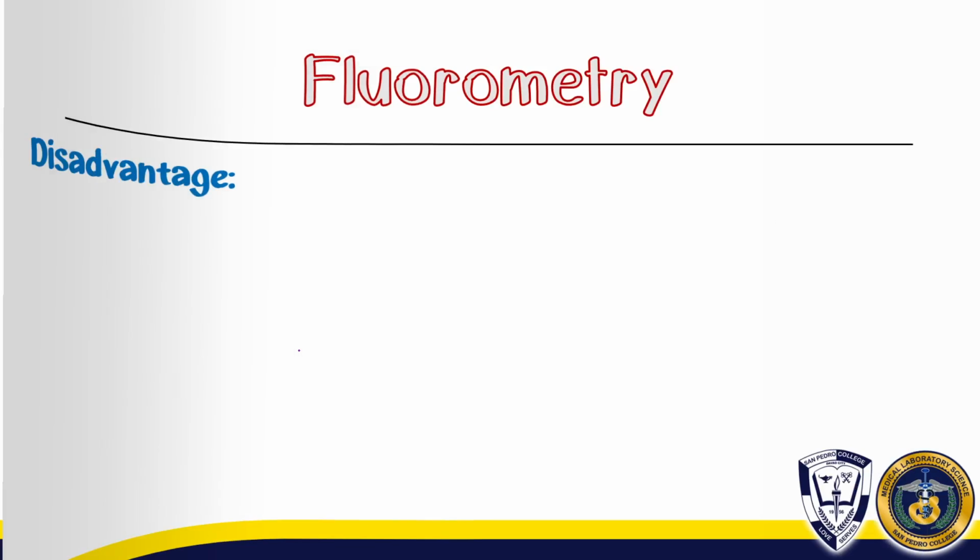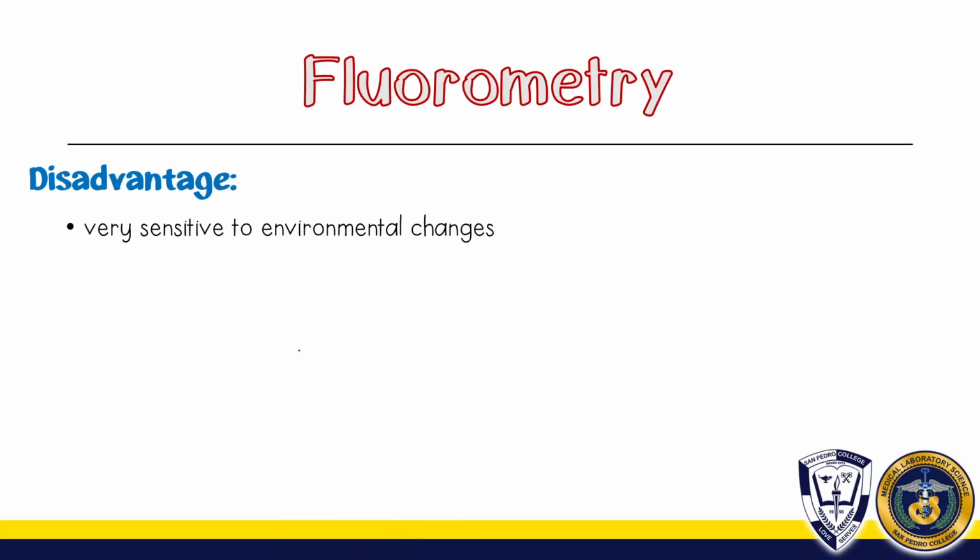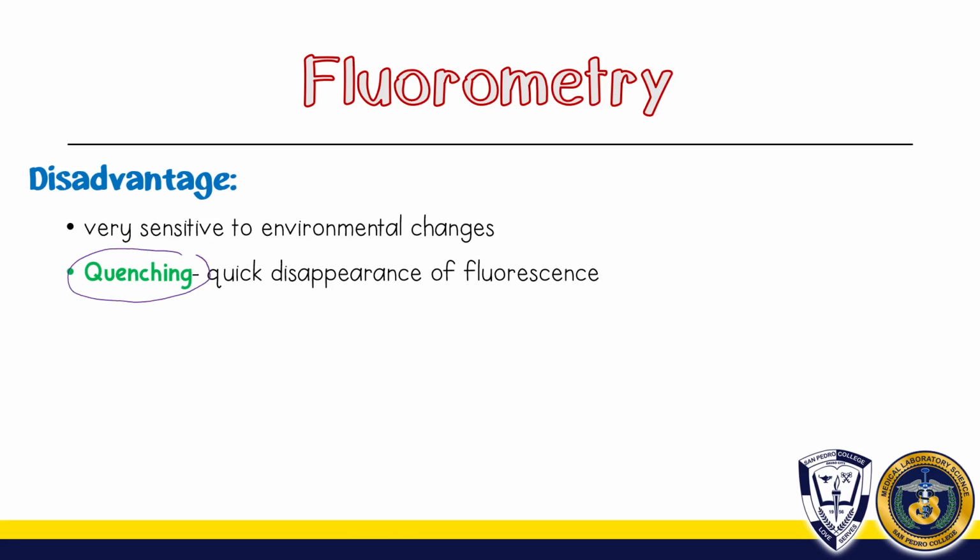So, for the disadvantage of fluorometry, it is very sensitive to environmental changes. And the problem with changes to the environment while trying to measure your substance using fluorometry is what we call quenching. Quenching means there is a quick disappearance of your fluorescence.